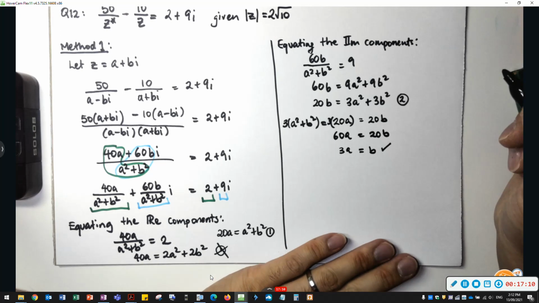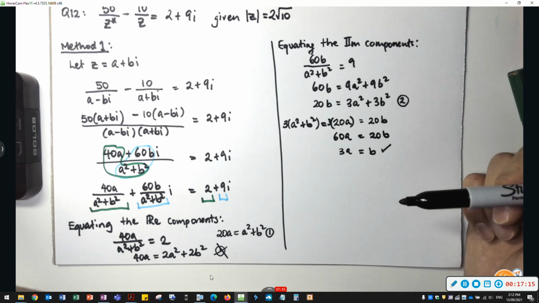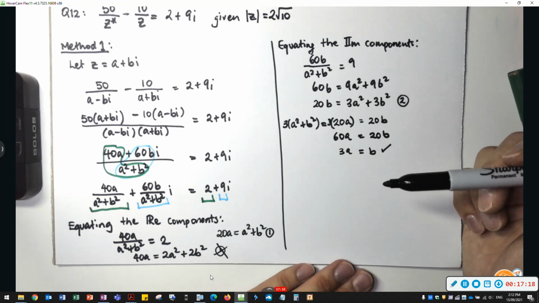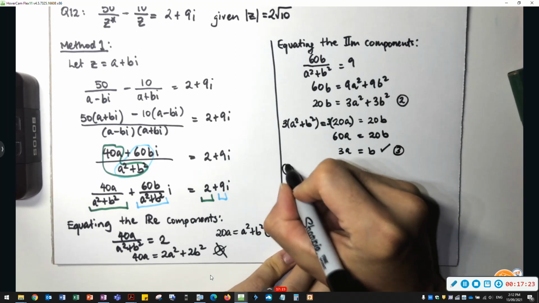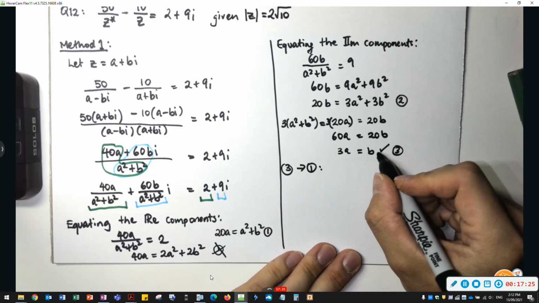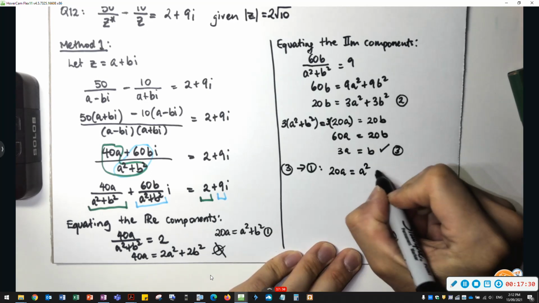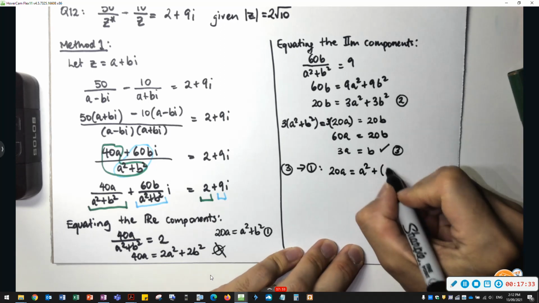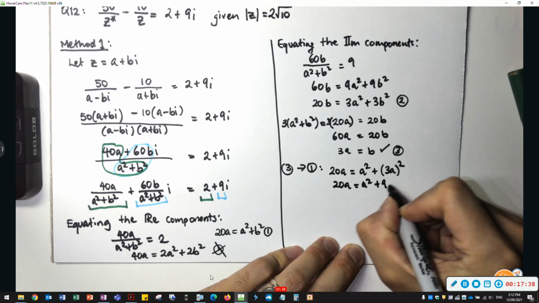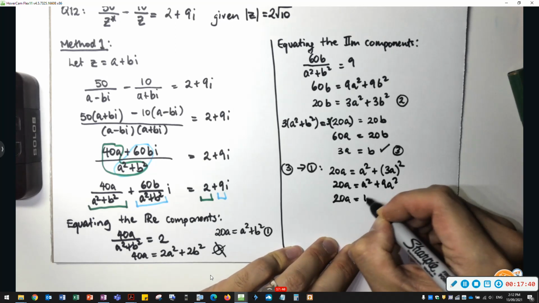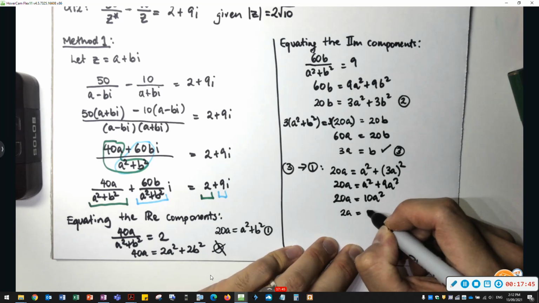So b equals 3a. That means I can substitute this into one of the expressions and figure out what a is going to be. So we'll call that 3. Put 3 into 1. So 20a equals a squared plus, and b squared is 3a all squared. 20a equals a squared plus 9a squared. 20a equals 10a squared. 2a equals a squared.